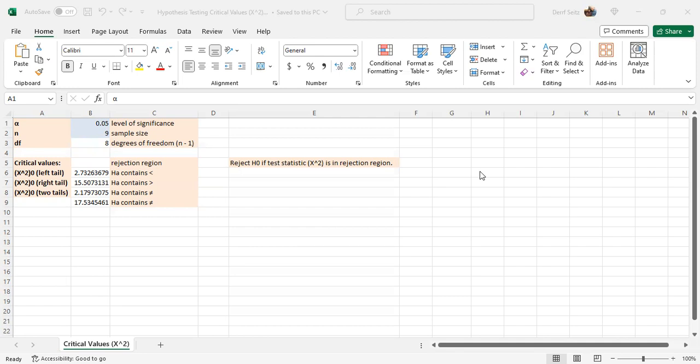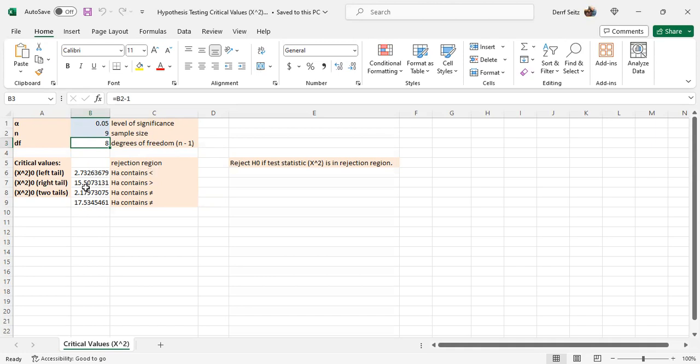This video shows how to use Microsoft Excel to calculate hypothesis testing critical values for a chi-square test statistic. The blue cells, you have to enter this information: the level of significance, alpha, in this case 5%, the sample size, n, in this case 9. The spreadsheet calculates degrees of freedom, which is n minus 1.